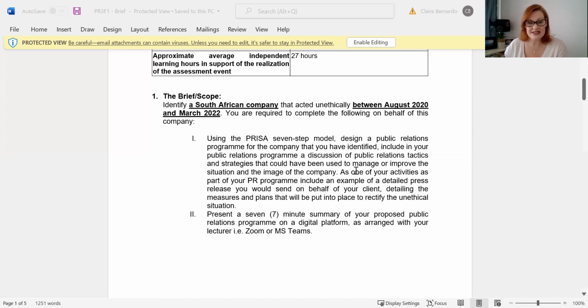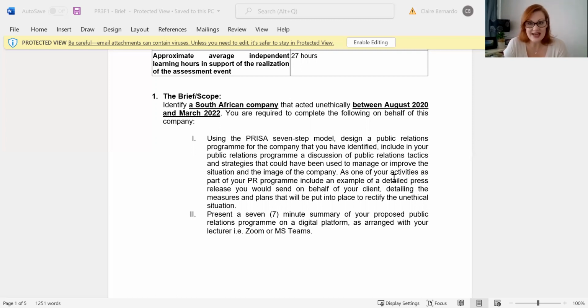The second part of this assignment is that you have to present a 7-minute summary, exactly 7 minutes, not over and not under, of your proposed public relations program on a digital platform, so on Zoom or MS Teams. This is important. You have to liaise with your lecturer to find out during the week of submission when you will actually be doing your Zoom or your MS Teams submission.